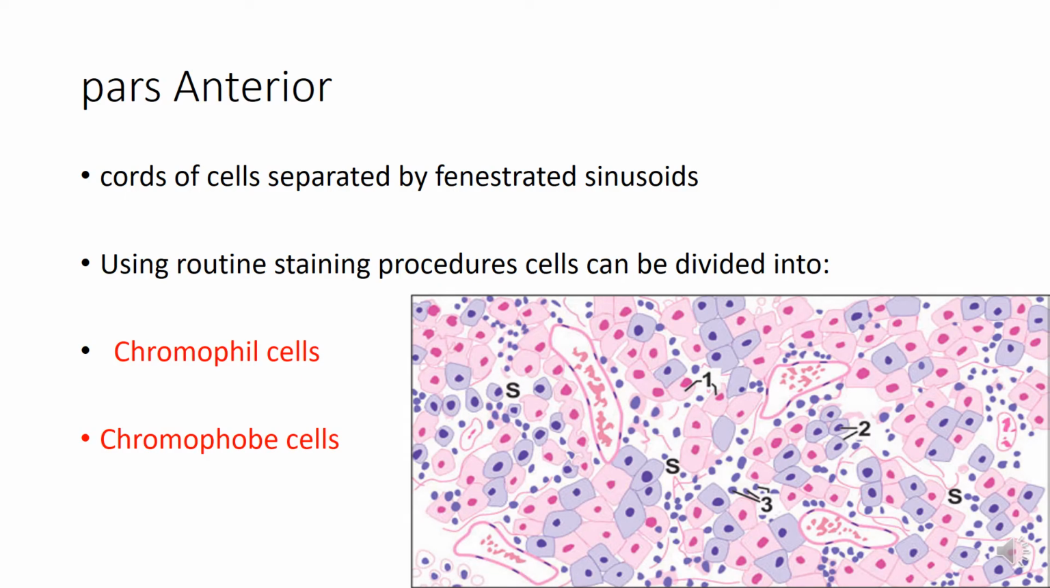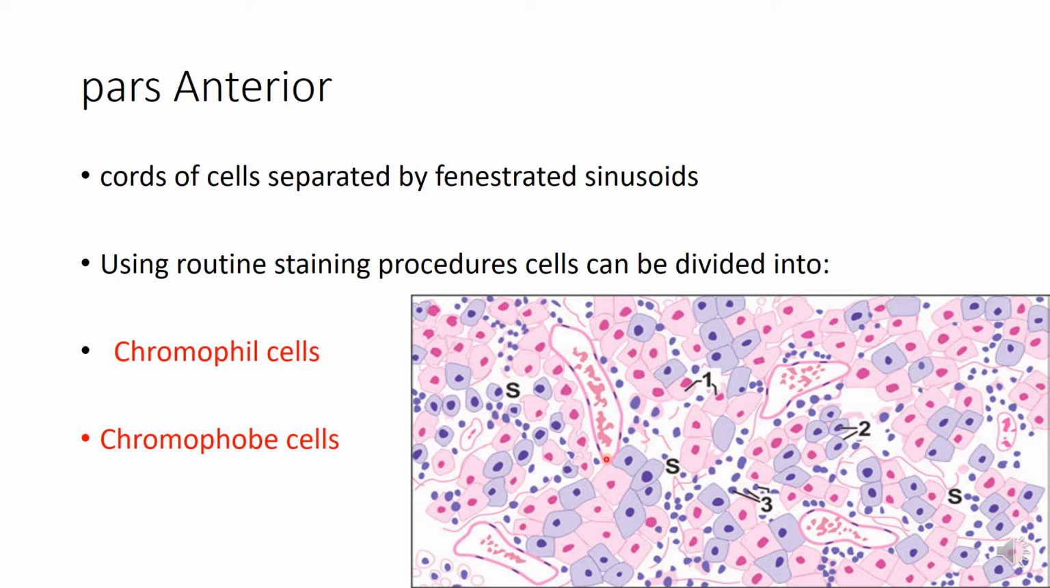So first we will see the pars anterior, which is a part of adenohypophysis. Pars anterior is otherwise known as pars distalis. In pars anterior you have cords of cells. You can see here there are cords of cells which are separated by fenestrated sinusoids.